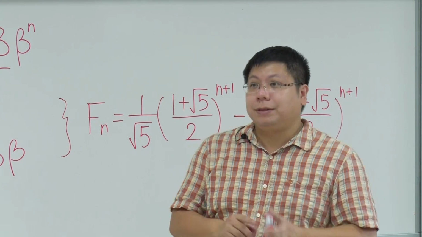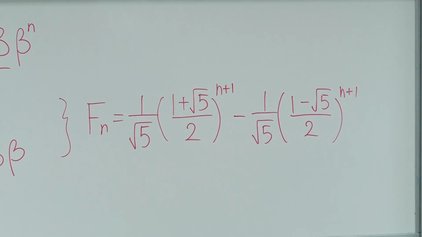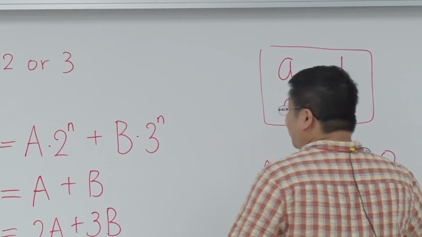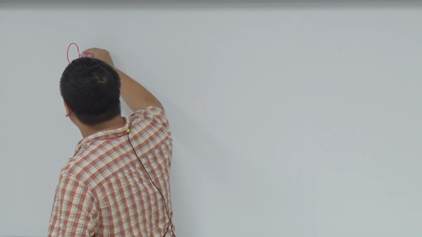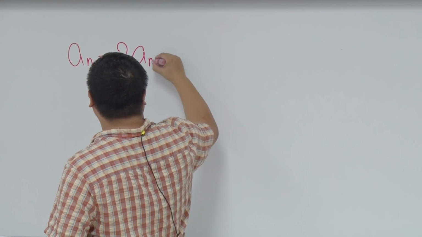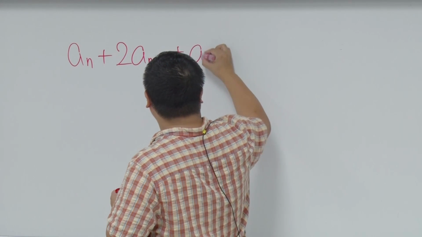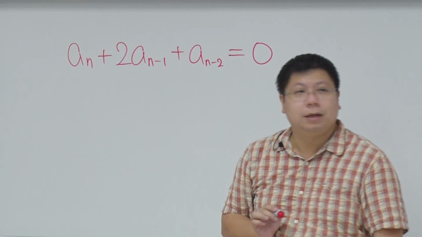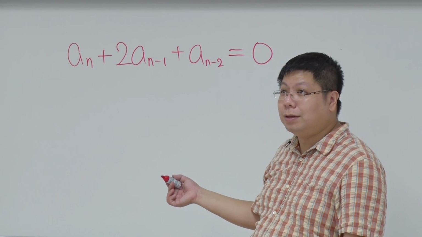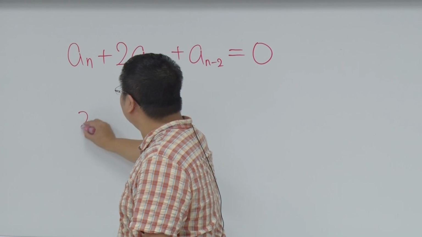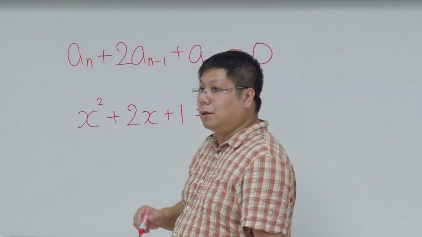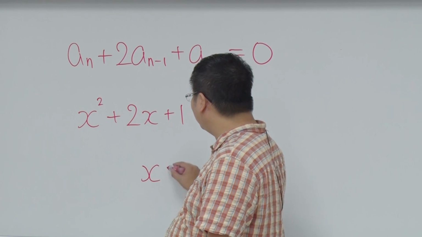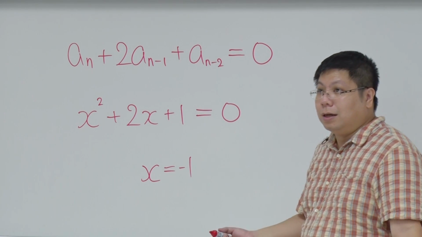Okay. Now there is something tricky. I will leave that after the exam. So what is tricky? Let's consider a recurrence like this. Let's say a n plus 2 a n minus 1 plus a n minus 2 is equal to 0. Then what is the characteristic equation? This corresponds to x squared, this corresponds to 2x, and this corresponds to 1, equal to 0, right? Now, repeated root. There is just one single root, x is equal to minus 1. Now we get into trouble.